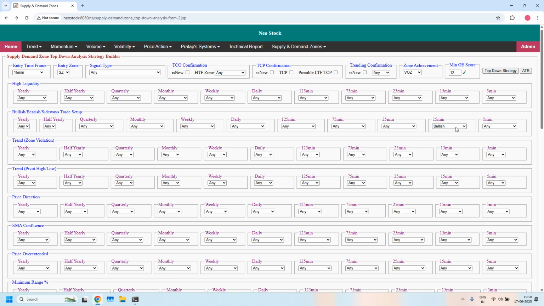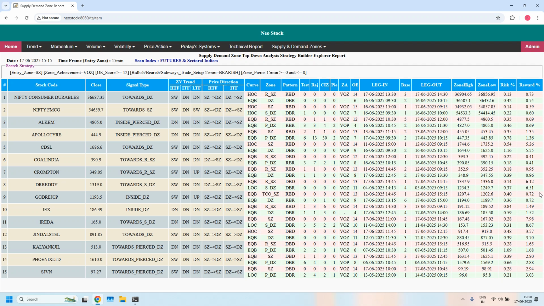So I have to change it to bearish. 15 minutes supply zone, and it should be bearish. Let's filter. See, we got 15 stocks. Entry time frame 15 minutes and entry zone is supply zone. And also here is a bearish trade setup. Entry time frame zones are 15 minutes supply zones in all the stocks.